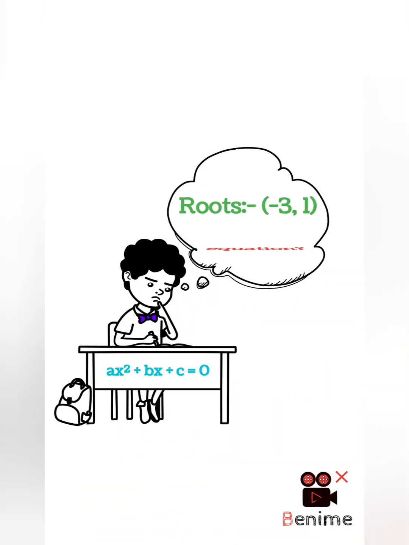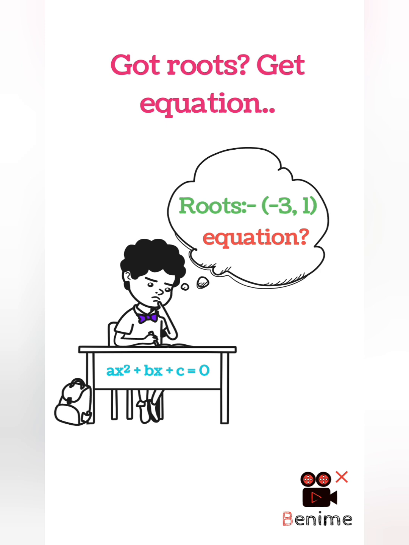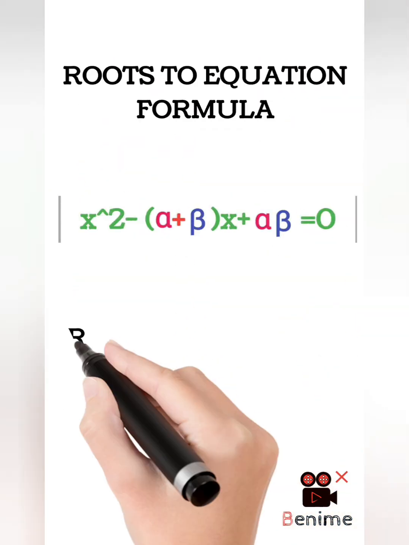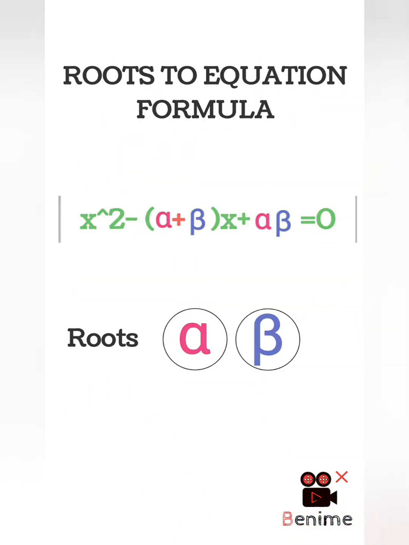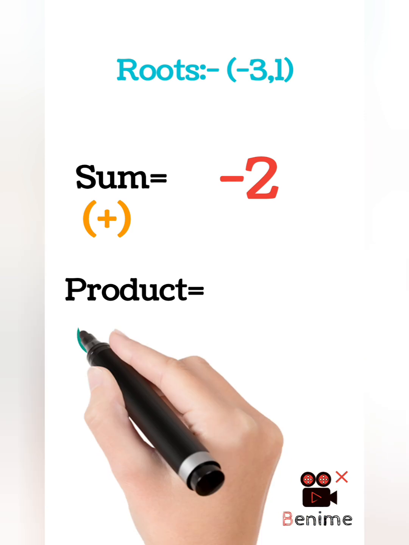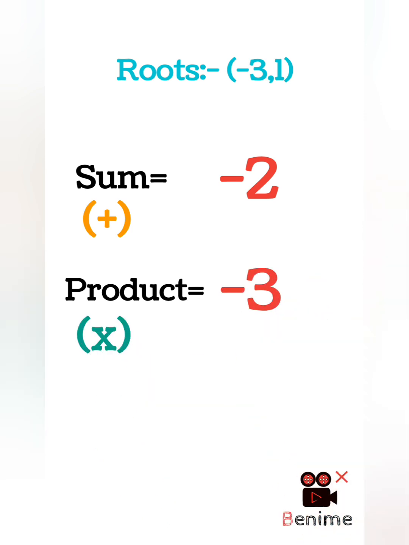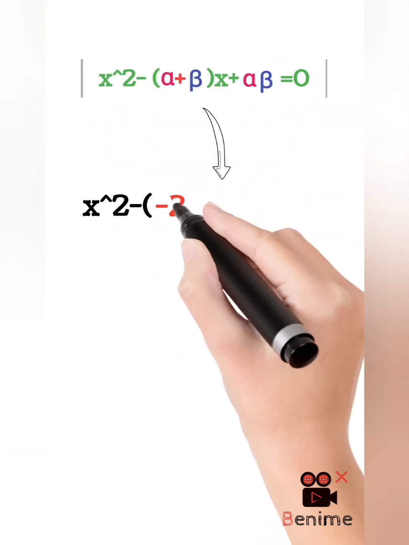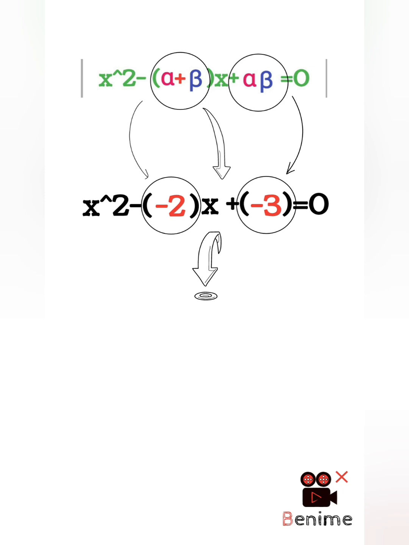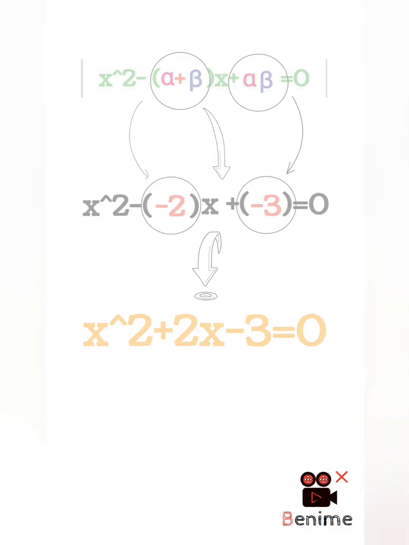Got the roots of a quadratic? Let's make the equation. Sum of roots, product of roots. Sum is minus 2. Product is minus 3. Substitute the values. We have x squared plus 2x minus 3 equals 0.